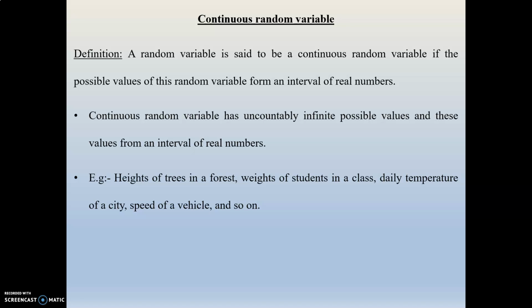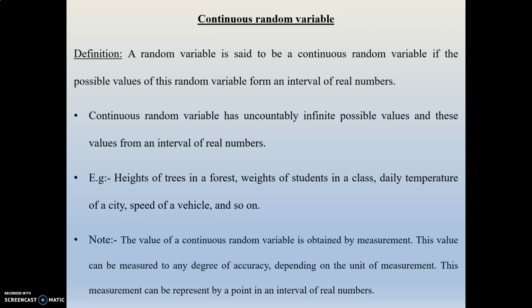For example, height of trees in a forest. To calculate this one, you need some measurement gadget. Similarly, weights of students in a class, you have to use a weighing machine. Daily temperature of a city, again you have to use some gadget for this. Speed of a vehicle, speedometer, and so on. In all these cases, we have to use some measurement method. So the value of a continuous random variable is obtained by measurement.